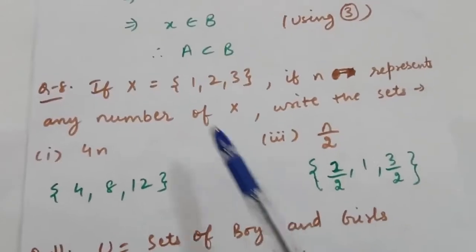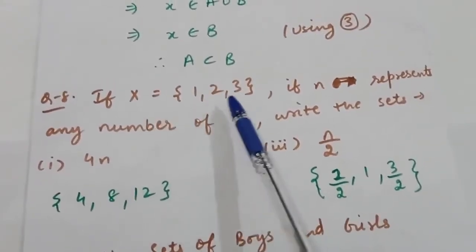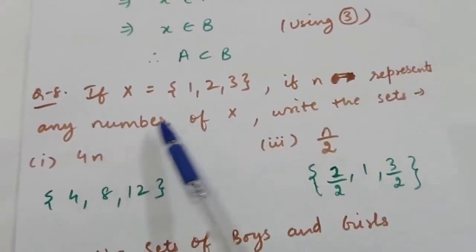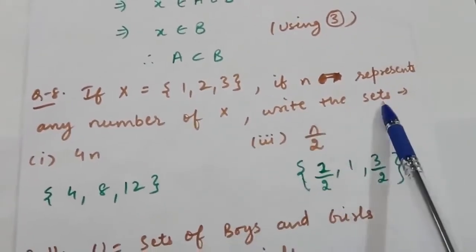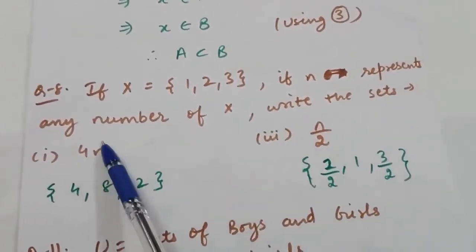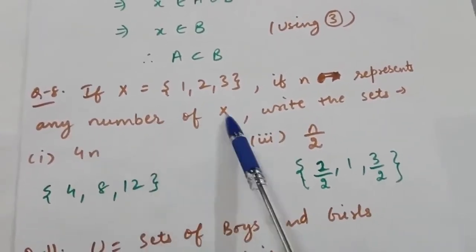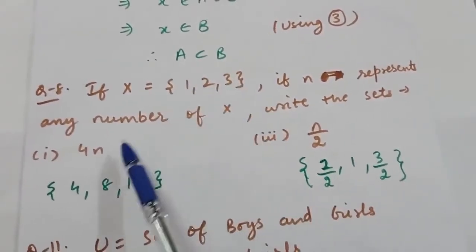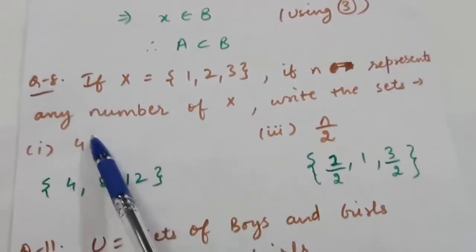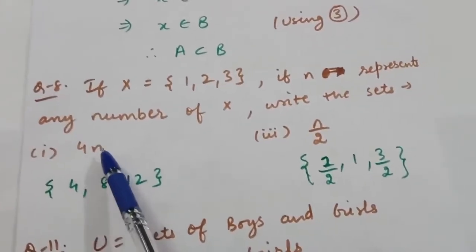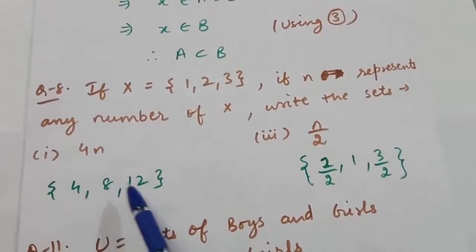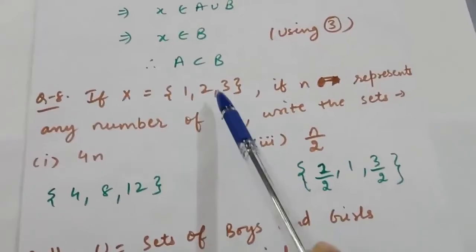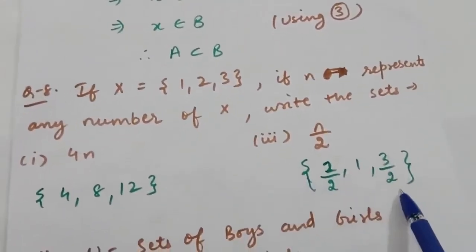Question number 8. If X is equal to the set {1, 2, 3}, and if N represents any member of X, write the sets for N. Here N represents any number or any element of X. So X's elements are 1, 2, 3. So we have to find the set for N. In place of N, put the elements of X. So 4, 8, 12. And similarly here N by 2, so 1 by 2, 2 by 2 is 1, and 3 by 2.